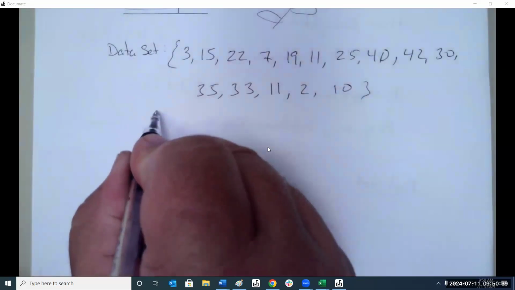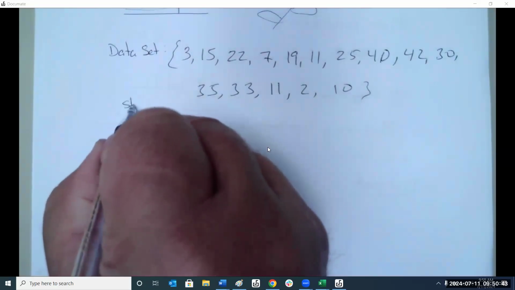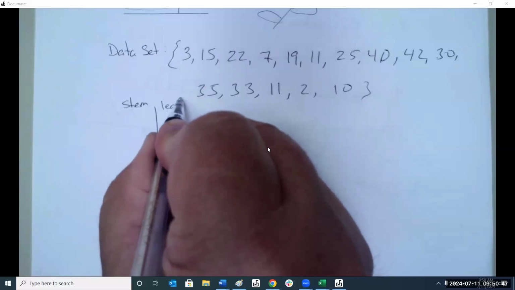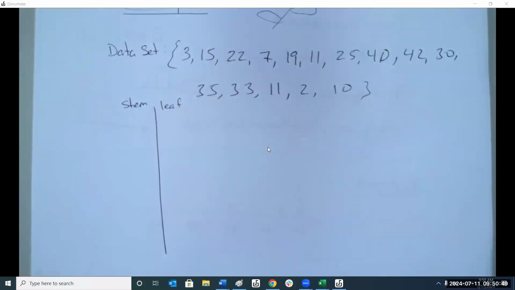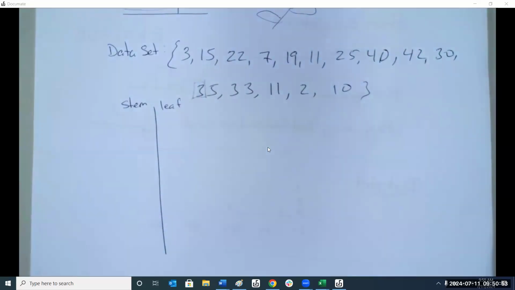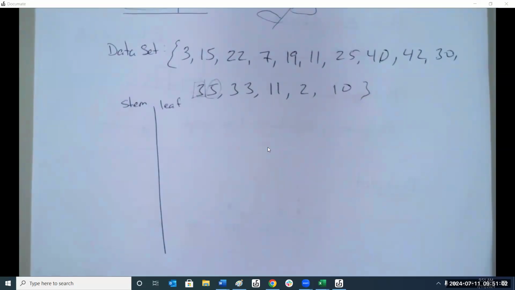Here, we have the stem part that goes here and the leaf part that goes here. The stem part is the farthest left digit. The leaf part is anything after that.